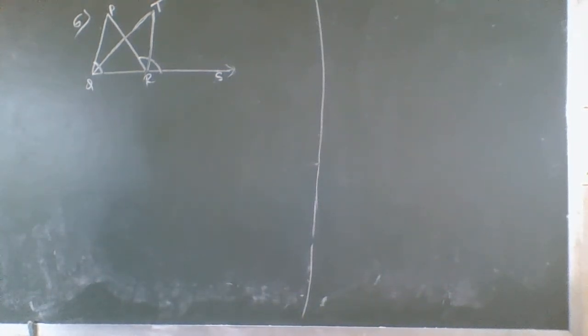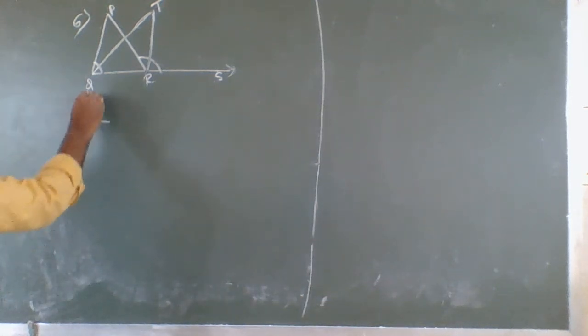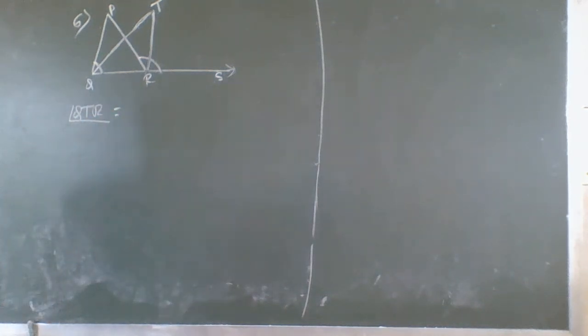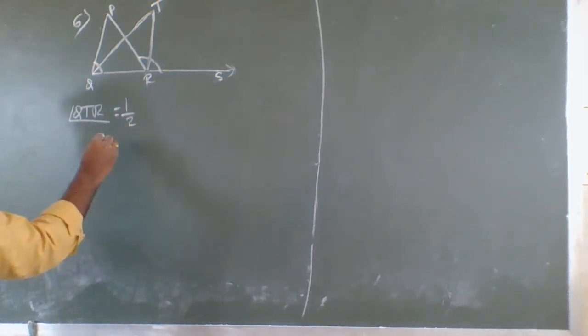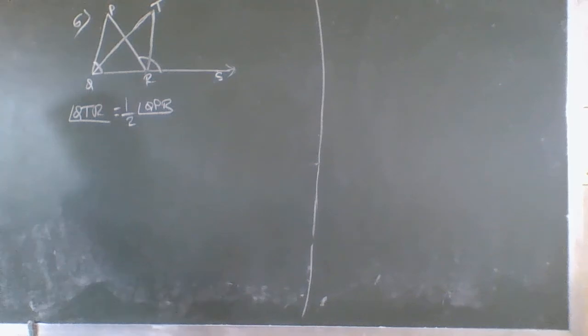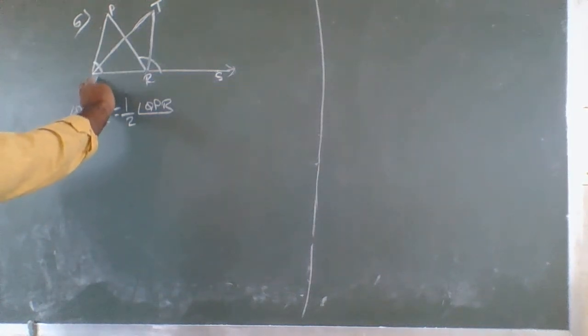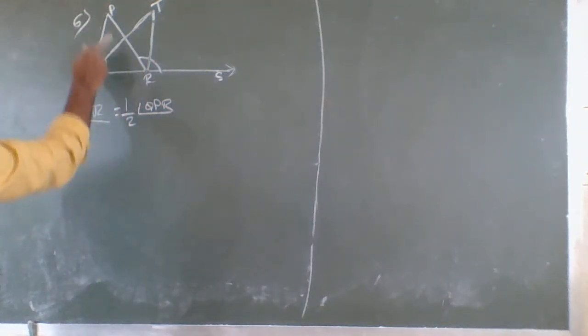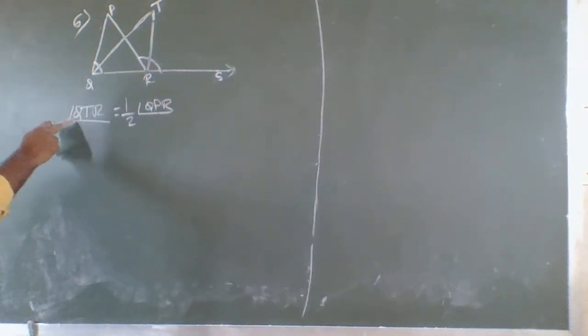Then prove that angle QTR is equal to 1 by 2 into angle QPR. So what have they given here? Here these two sides, QT and RT, are bisectors of angle PQR and PRS, and we have to prove angle QTR is equal to 1 by 2 into angle QPR.